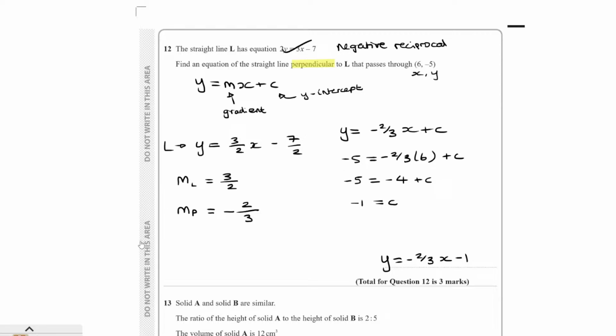Okay, question 13. So question 13, solid A and solid B are similar. The ratio of the height of solid A to the height of solid B is 2 to 5. The volume of solid A is 12 centimeters cubed. We need to work out the volume of solid B.